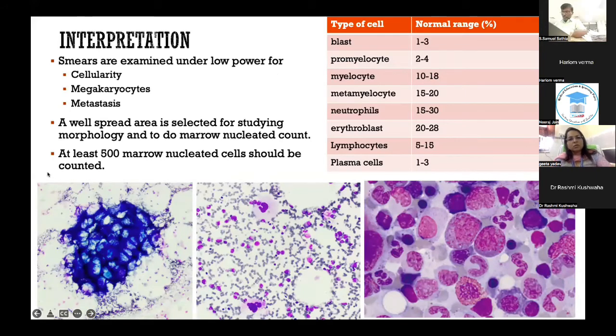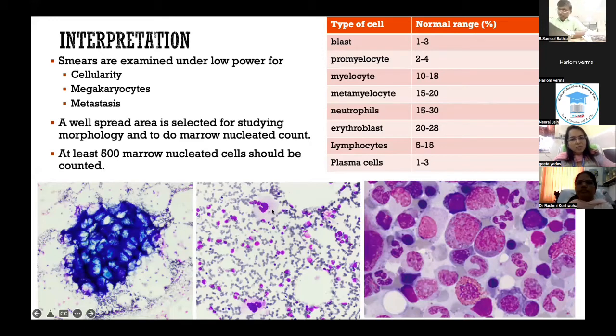So how to interpret? Initially the smear has to be evaluated on low power or scanner view for particles, whether it is particulate or not, whether it is diluted. For cellularity, remember this rough rule: 100 minus age. If we are examining a 20-year-old male, then his normal cellularity will be 80%. But anything more than 90% is hypercellular, and anything less than 10% is hypocellular. So that is roughly the cellularity.